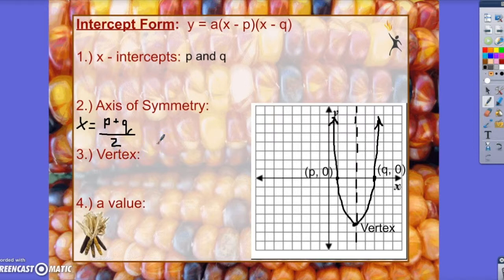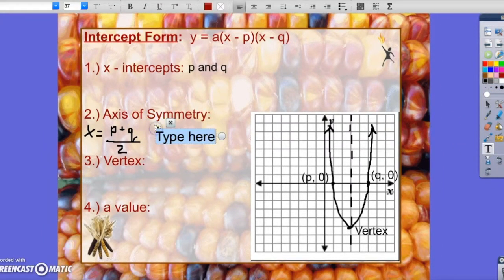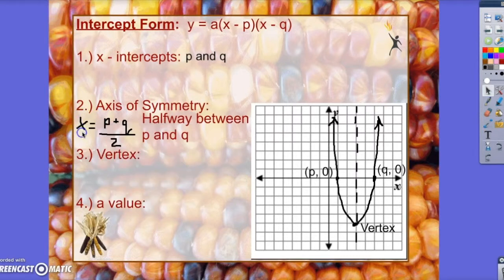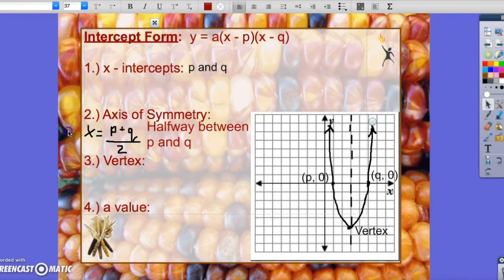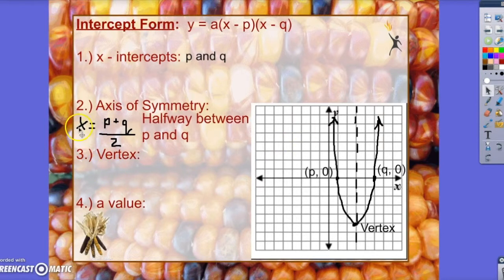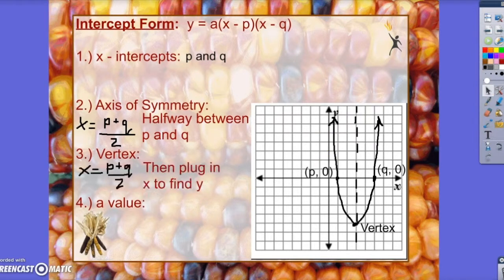Which will lead us to the next part here. The axis of symmetry, we can also say, is halfway between P and Q. What you get for the vertex is this: X equals P plus Q over 2. And we plug in X to find Y. Pretty much I just rewrote this here. The vertex X equals P plus Q over 2. That's the X coordinate of the vertex. Once we find the X, we plug in X to find Y back into the original here.